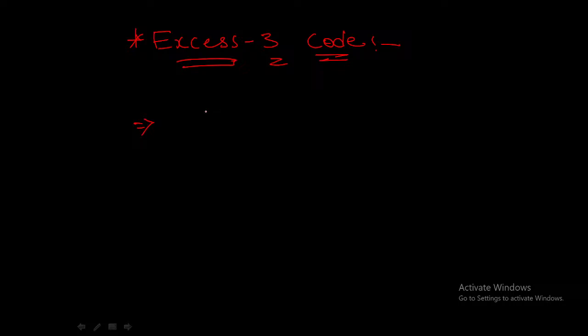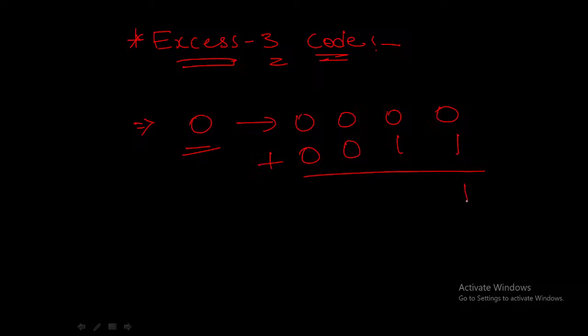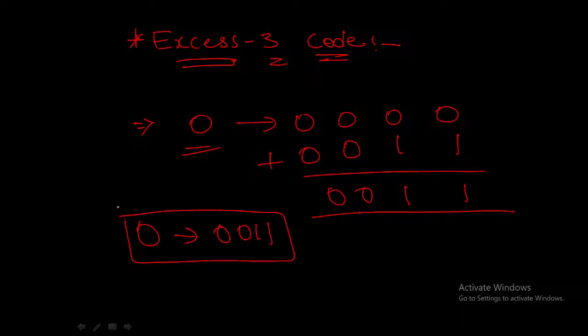For example, if we have a decimal digit 0, what is the XS3 code of this decimal digit 0? First we should convert it into binary, that is 0 0 0 0 in 4-bit form, and we have to add 3, 0 0 1 1, so the result will be 0 0 1 1. So for 0, the XS3 code is 0011. This is how we are going to find the XS3 code of a decimal number.